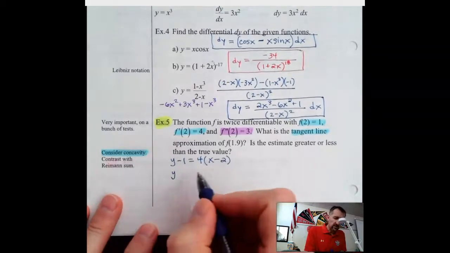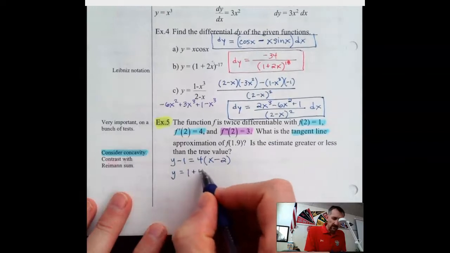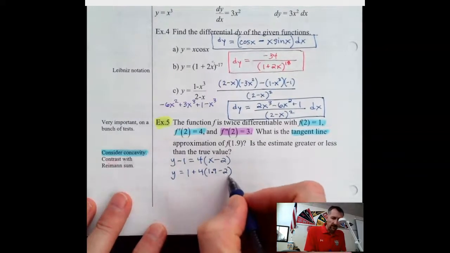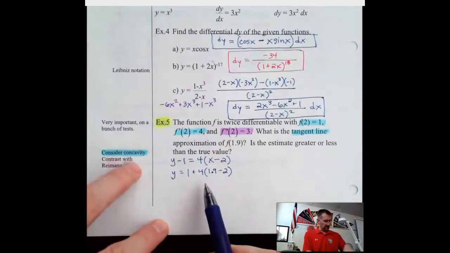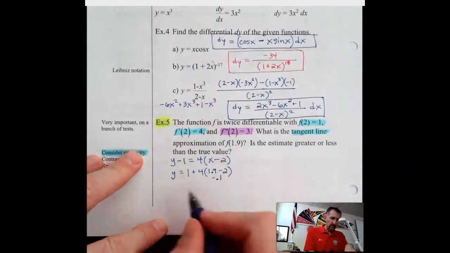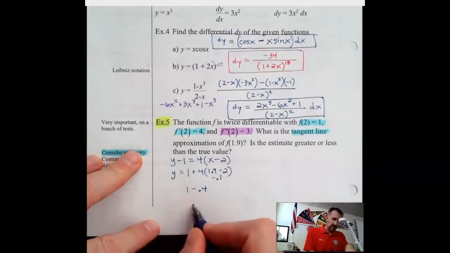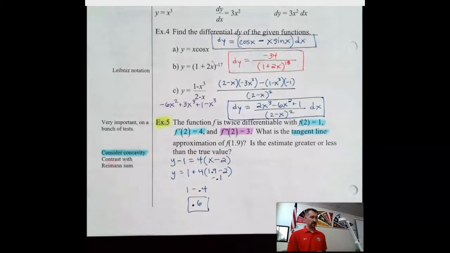Now you were asked to approximate 1.9. So if you add 1 to the other side, and then if you plug in 1.9 right here, you're going to get that. So that's going to be minus 0.1 times 4. It's going to be negative 0.1, so times 4 is going to be negative 0.4. So your answer is going to be 0.6. So that's your tangent line approximation.